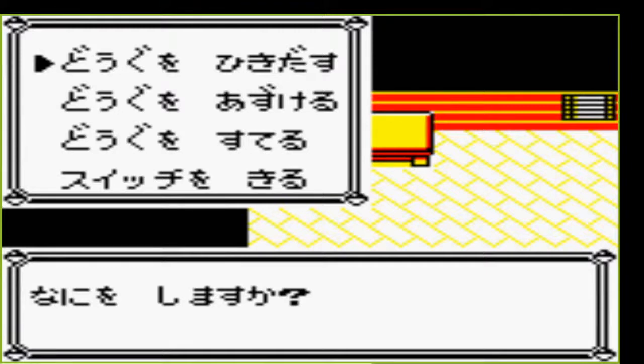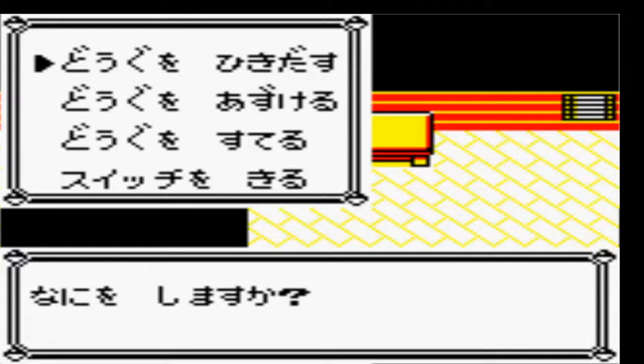Okay, we have our word dogu. It means equipment. Okay, equipment. 道具を引き出す。Okay, and follow with our 引き出す。道具を預ける。道具を捨てる。Okay, and we have スイッチを切る。Okay, so first we have our 引き出す. It means to withdraw an item. Then next one is we have our word here, azukeru. It means to deposit an item. Then suteru, it means to throw the item. So let me go ahead on that. Okay, check the method.